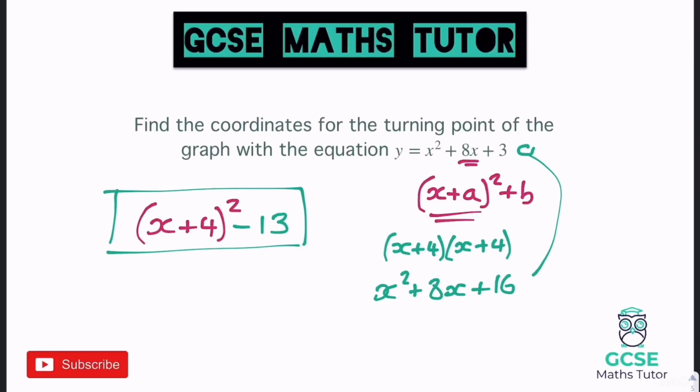And our coordinates for the turning point are written within this. So the x coordinate is in the bracket there, just like when you're solving, you flip the sign. So the x coordinate is negative 4 instead of positive 4. And the y coordinate here is just this number at the end. No flipping of the sign, just writing whatever's there, so minus 13. There you go, so the coordinate of our turning point is negative 4 and negative 13 for the y coordinate. And that's completing the square.